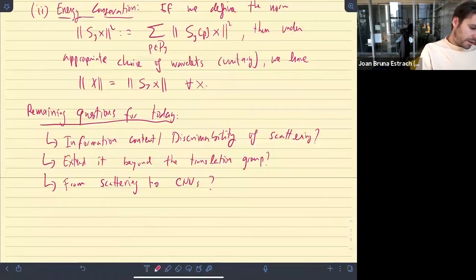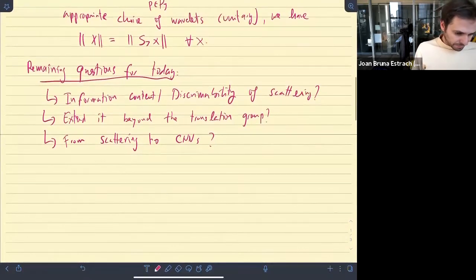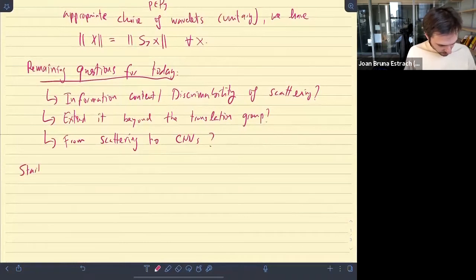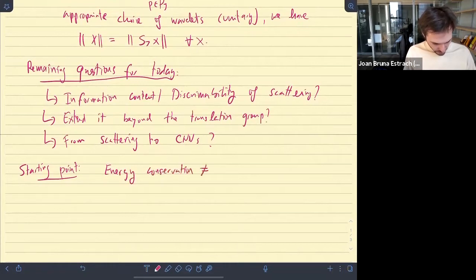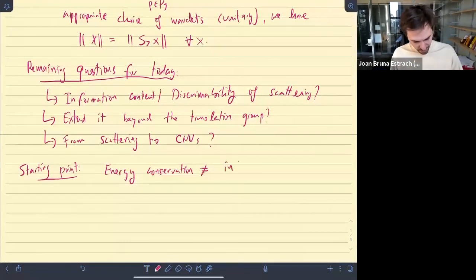All right. So for this, as I said, remember the starting point for this question is that energy conservation is not the same as information conservation.